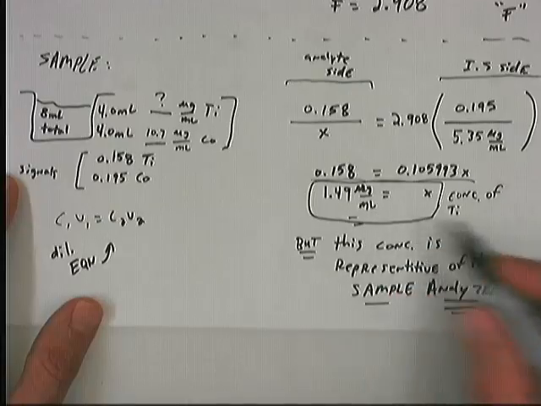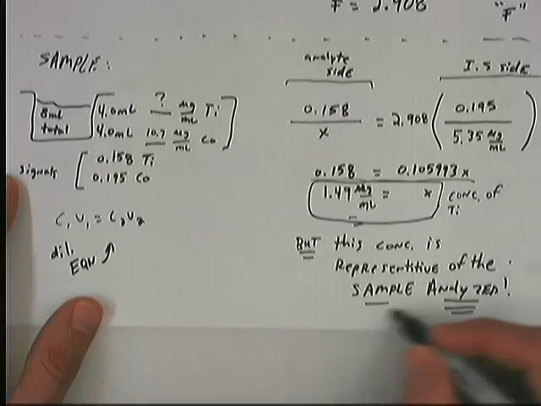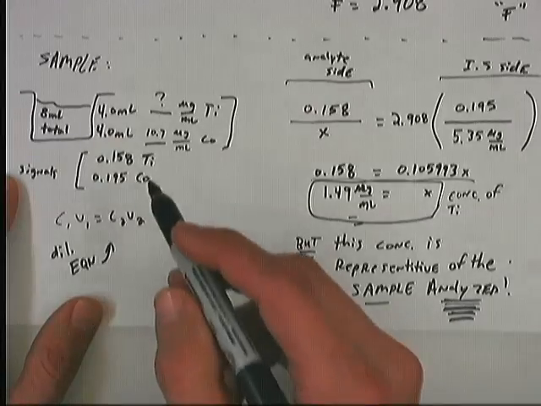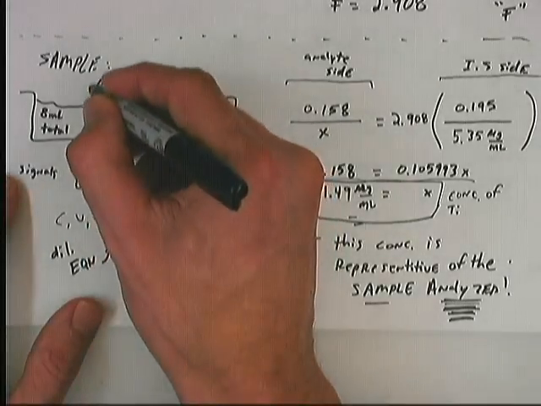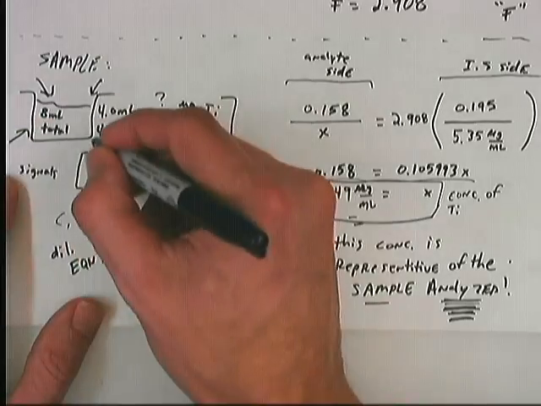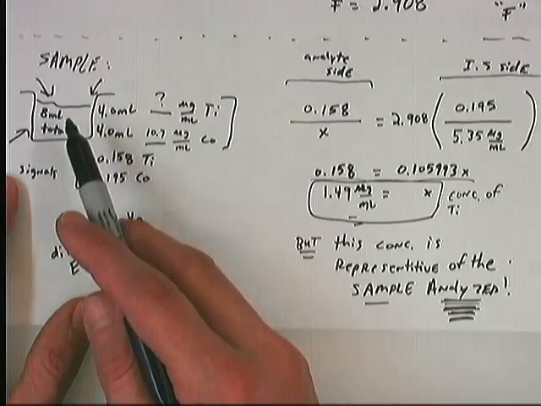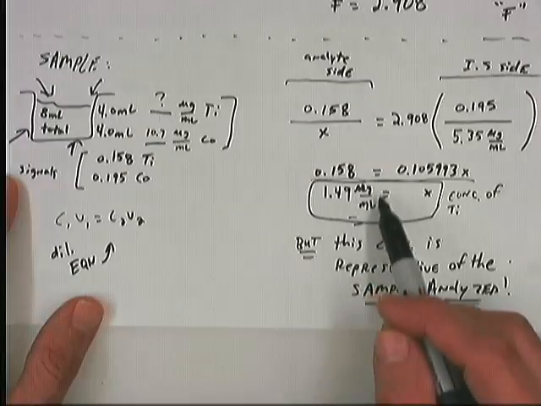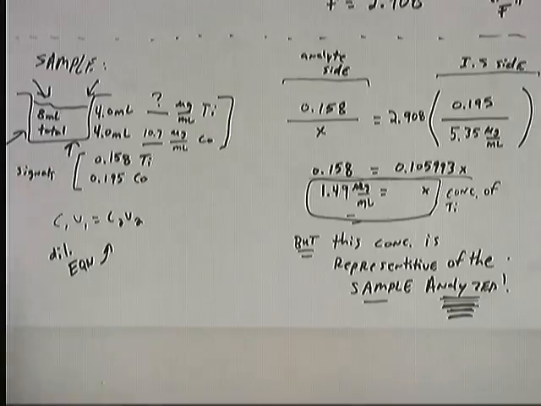Well, the answer is that this number that we solve for is the concentration that is representative of the sample which was analyzed, which was added to our detector to produce these signals. And if you think about it very quickly, you arrive at the fact that this mixture in that beaker is the sample that was analyzed. Within this volume, the concentration of titanium should be 1.49 micrograms per milliliter. Okay? Now, you got to be careful.